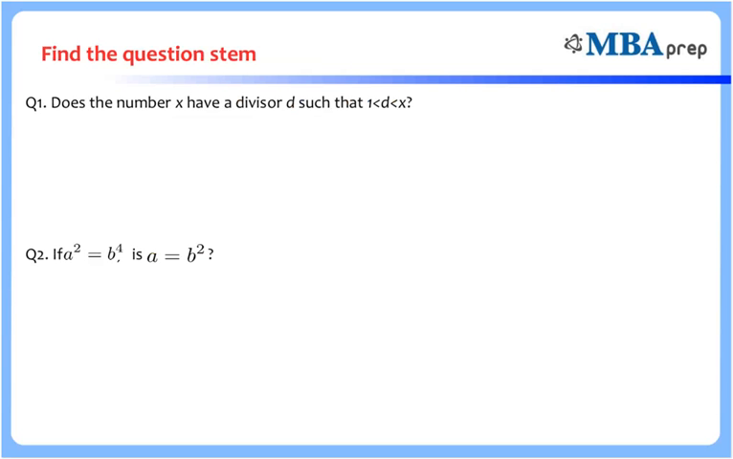Does the number x have a divisor d such that 1 is less than d that is less than x? Then you think, oh my god. No. Calm down. Understand this. Does the number x have a divisor d such that 1 is less than d is less than x? What if this is true?